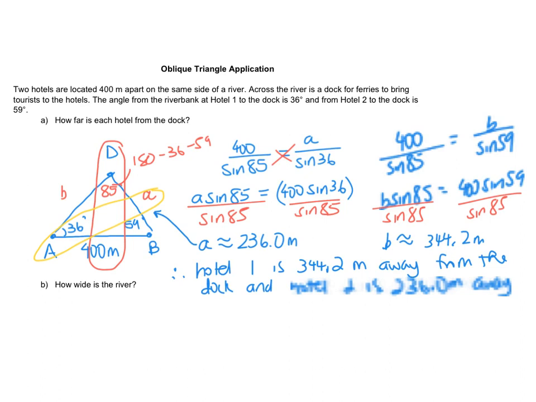All right, so for your setup, we should have had 400 over sine 85, so that full pair again is equal to B over sine 59. Cross multiply, divide out your sine 85, and hopefully you got 344.2 meters. And then for your therefore statement, make sure you look at your triangle carefully. Like I said before, side A is actually the distance from Hotel 2 to the dock, and then side B is actually the distance from Hotel 1 to the dock. So be careful with that in your therefore statement.